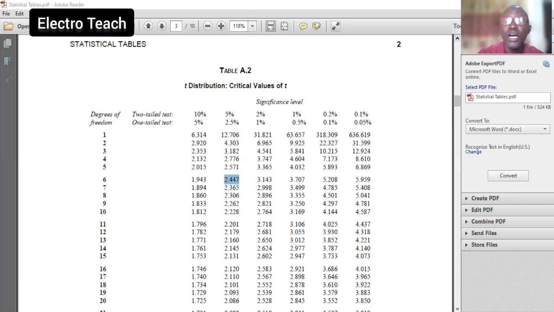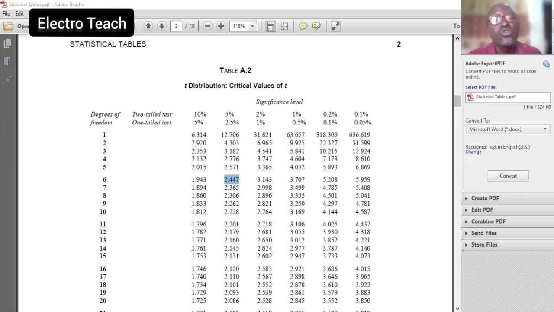So that means there's a significant difference between the means. In that case, we will reject the null hypothesis and accept the alternative hypothesis, because what we calculated is higher than what is obtained from the t table. So we reject the null hypothesis and accept the alternative hypothesis. That's a straightforward conclusion. And that is how the t-test is applied. The student t-test is applied in statistical analysis.